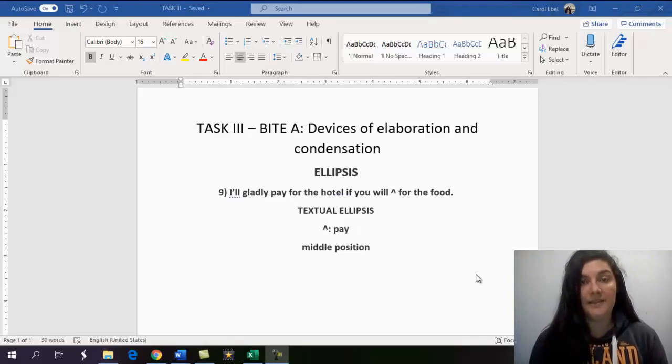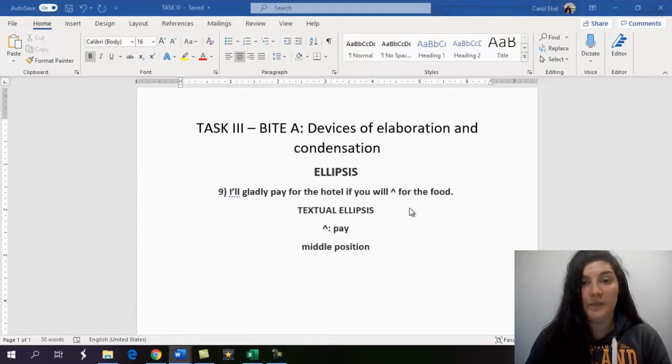Likewise, in exercise number 9, we have another case of textual ellipsis happening in middle position in the dependent clause of this exercise. Please note that in this case, the missing element is part of the verb phrase. We must say that the missing element in this case happens in middle position because it is placed after the auxiliary verb but before the last element within the clause.